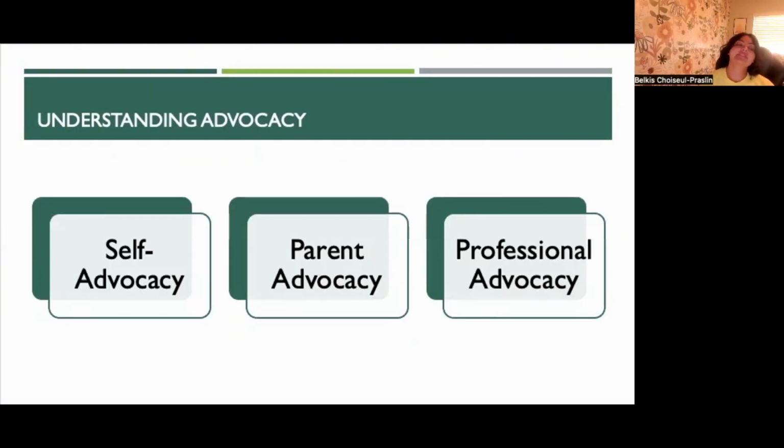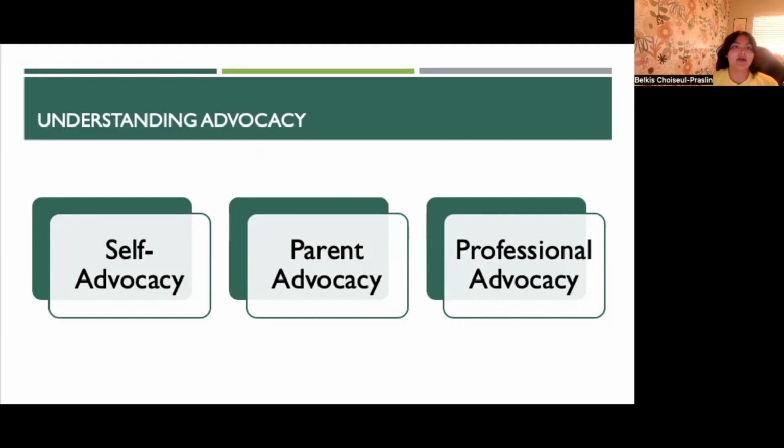Now we're going to start with understanding advocacy. So advocacy in special education involves speaking up for and supporting students with disabilities to ensure that they receive the appropriate educational resources and services. This is what I would tell you is the most basic purpose of advocacy in special education.